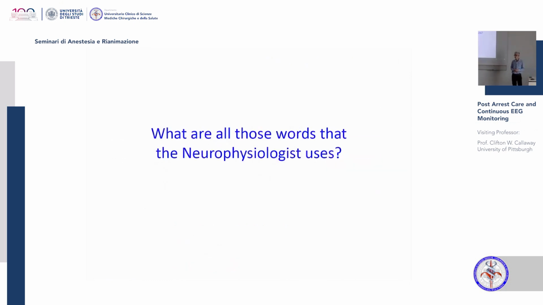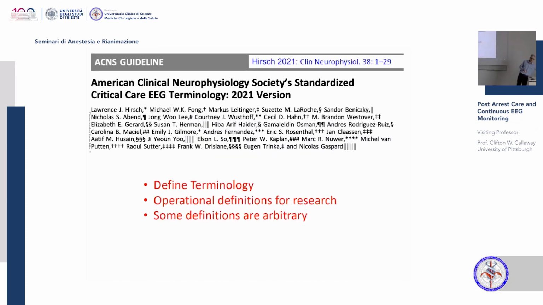What are all those words? There are lots of words there about the EEG. What's the meaning? And I want to walk through some of the definitions and some of the examples so you see what each of those look like. This is a more recent document, which is really a dictionary of what you need to know to understand what your neurophysiologist is telling you. It gives operational definitions, and these operational definitions are useful for research because then when I write a paper and I talk about a particular pattern, I will mean the same thing that you mean.